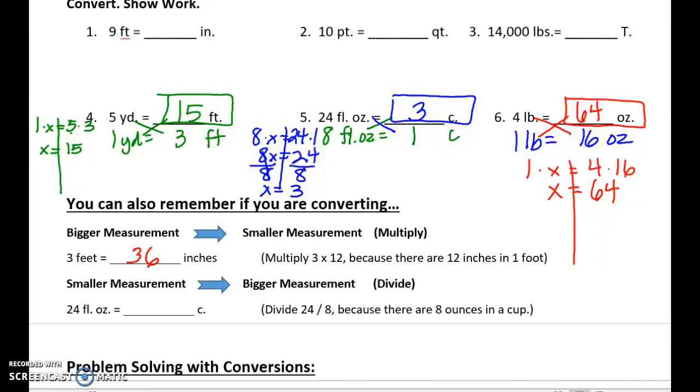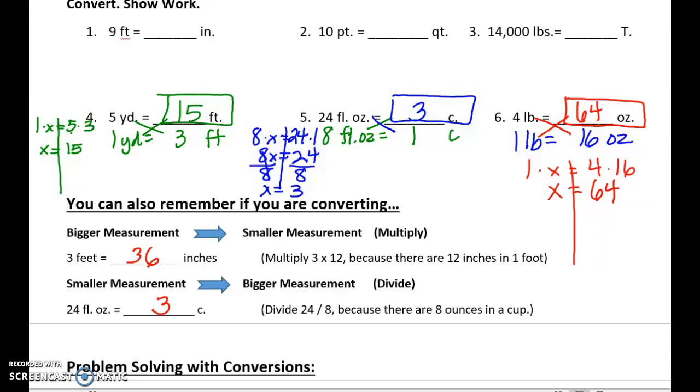On the opposite side, if I want to go from a smaller measurement to a bigger measurement, I'm going to divide because I want my answer to get smaller. So 24 fluid ounces to blank cups. I'm going to divide 24 by 8 because there's 8 ounces in a cup. So I'm going to divide, and I would end up with 3 cups.